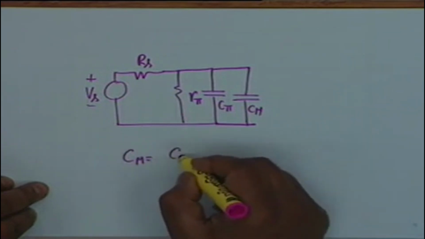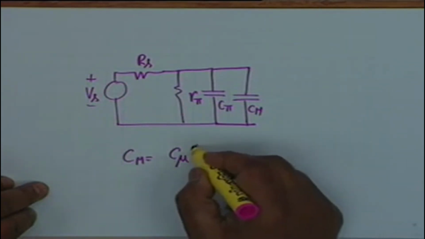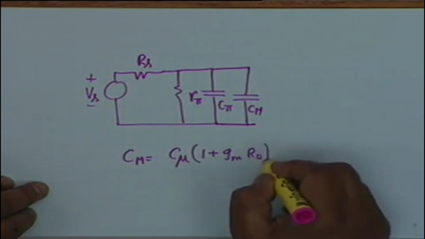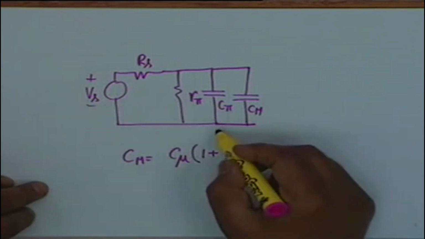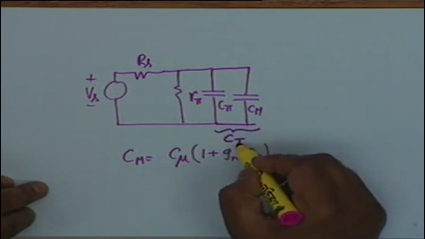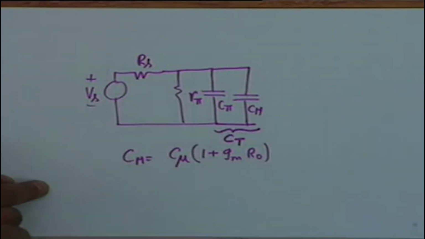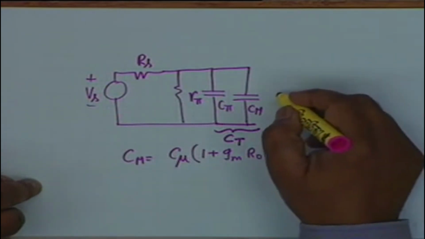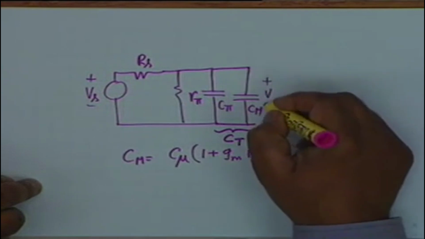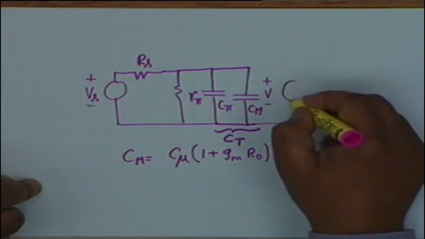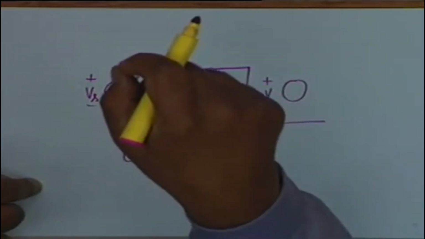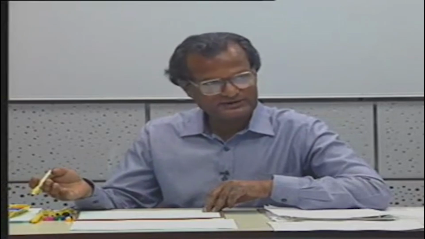Cm is C mu multiplied by 1 plus Gm R naught. Okay, there are two capacitances now, and the two together we shall represent as Ct, the total input capacitance. Ct is C pi plus Cm, and the voltage across this is V. Since we have taken account of C mu, the bridging capacitance, our input circuit is decoupled from the output circuit.